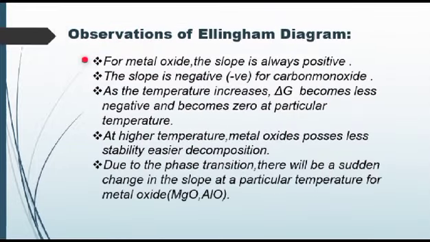Then, the observations of Ellingham diagram. For a metal oxide, the slope is always positive. The slope is negative for carbon monoxide. As the temperature increases, delta G becomes less negative and becomes 0 at a particular temperature. At a higher temperature, metal oxide possesses less stability and easier decomposition. Due to the phase transition, there will be a sudden change in the slope at a particular temperature for the metal oxide, as we had already discussed for magnesium oxide and aluminium oxide.